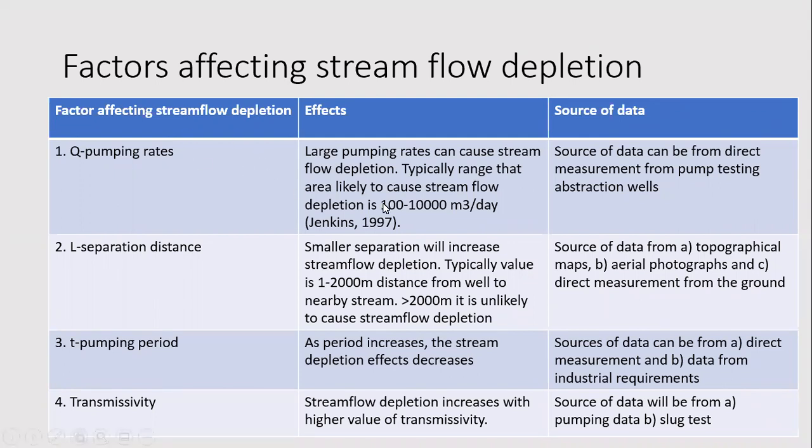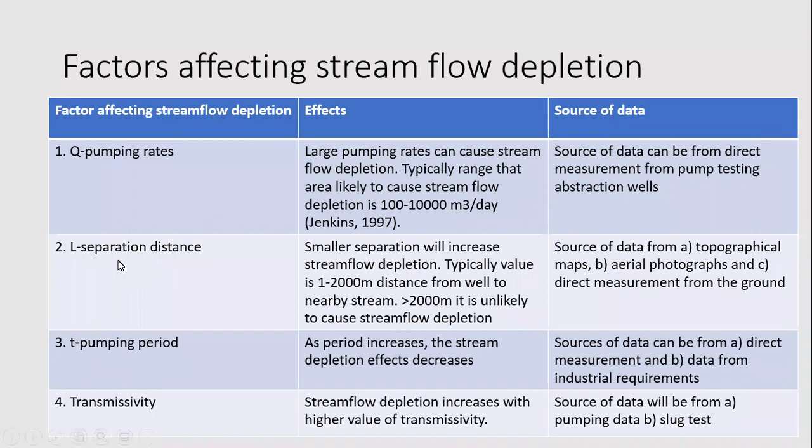So if you abstract water less than 100 cubic meters per day, it's unlikely to cause depletion in stream flow. But this is also debatable, because in the literature there are values put in place, but it differs site by site, so you have to factor in all the parameters that influence this groundwater abstraction and stream flow depletion. The source of data for these pumping rates can be direct measurements from pump testing or abstraction wells.